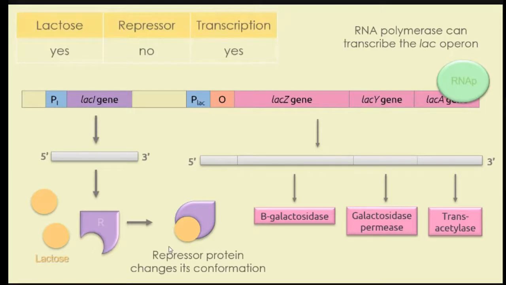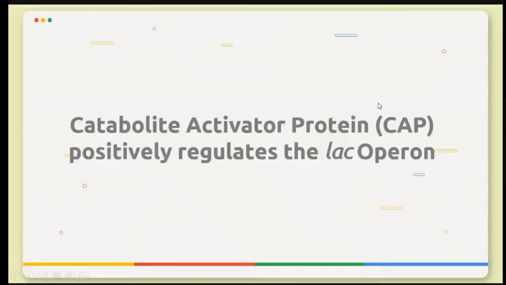So, ayun. Nangyayari to kapag walang glucose sa environment ng bacteria and merong lactose. So, walang glucose? Wala. May lactose? Yes. May repressor? Wala. Kasi yung lactose, nakabind siya doon sa repressor protein and na-change yung conformation. Merong transcription? Yes. Okay. Another type of regulatory mechanism in the lac operon is through the catabolite activator protein, or CAP, which positively regulates the lac operon.